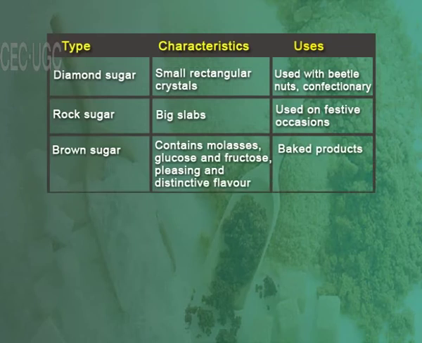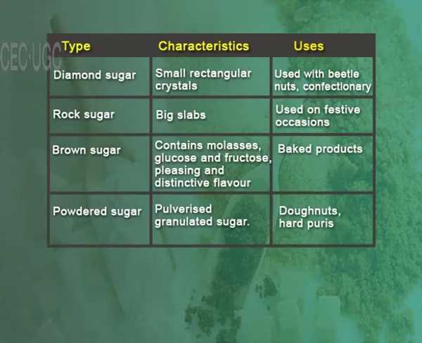We also have brown sugar, which contains molasses, glucose and fructose. It has a pleasing and distinctive flavor. Usually brown sugar is used in baked products. And the last one is the powdered sugar, which comes from pulverized granulated sugar. Most of you might be fond of donuts and hard purees which are coated with this powdered sugar.